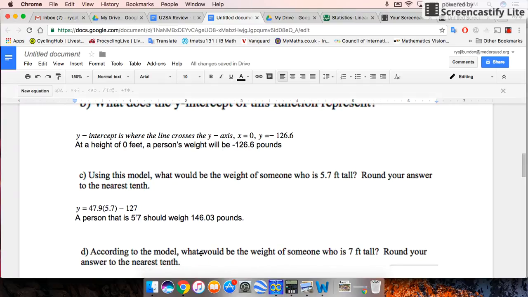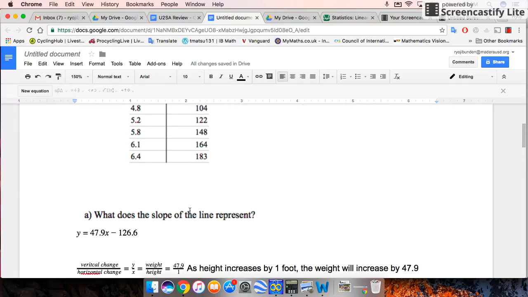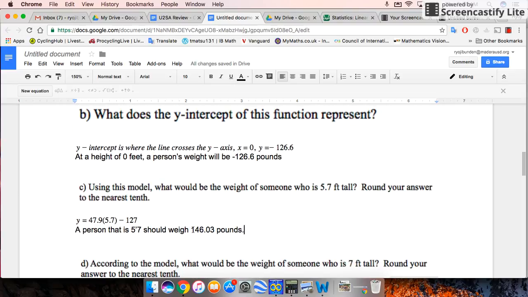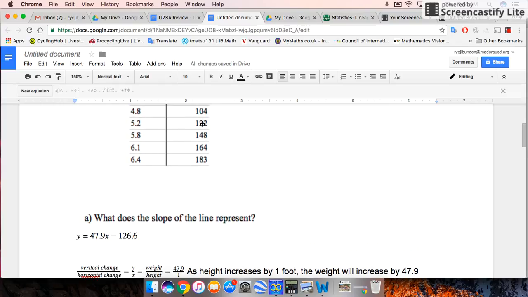B, according to the model, what would be the weight of someone who is 7 feet tall? Round your answer to the nearest tenth. Well, okay, let's go back to part C. 5.7 feet. Do we have 5.7? Nope, but it's between 5.2 and 5.8. 5.7 should be between 122 and 148 pounds. 146 pounds, since 146 is between 122 and 148, that works, okay?